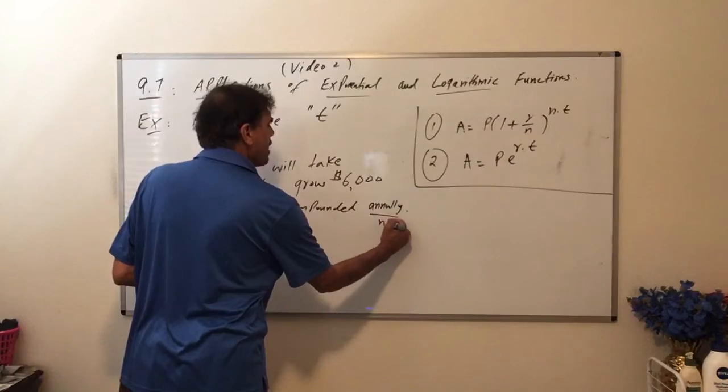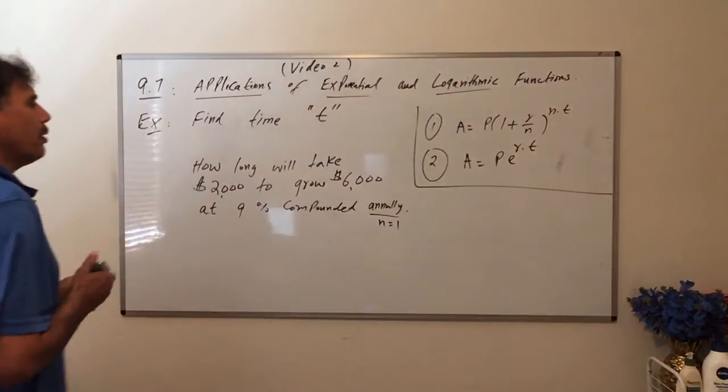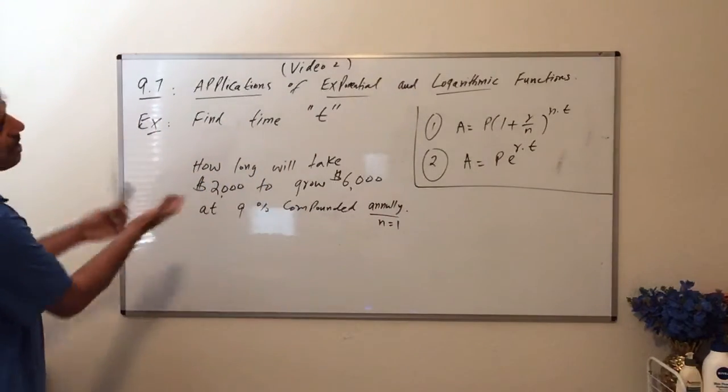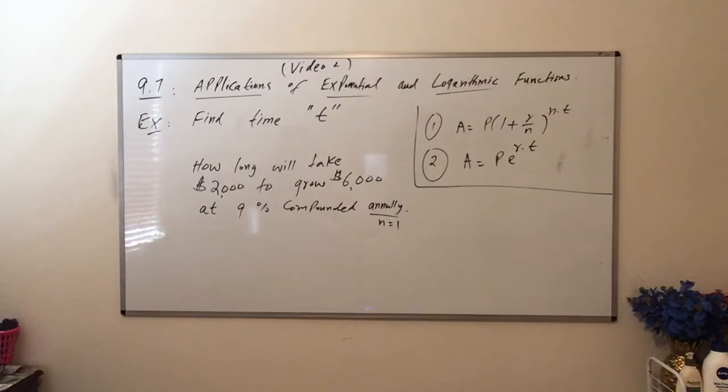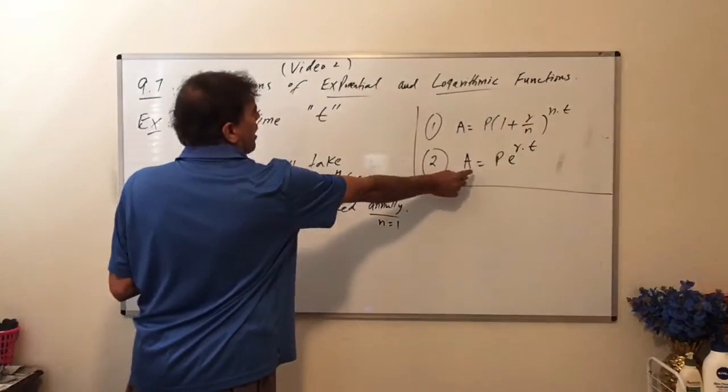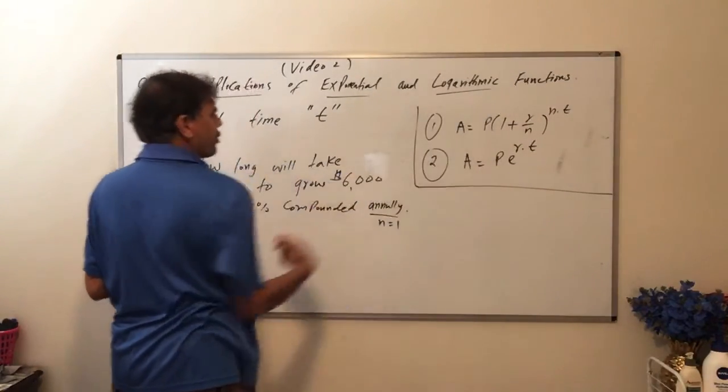So annually, the n is 1. That's the problem. In this case, it does not say anywhere compounding continuously. This means we're going to use the first formula there. The other one is only for compounding continuously. I can show you that in the next example.